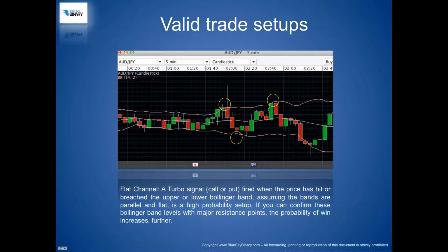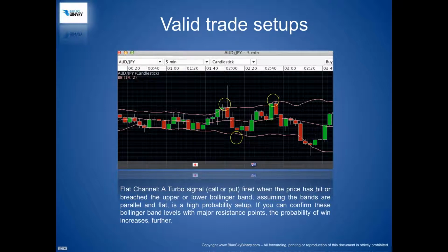Either way, when the turbo signal is fired and you see a flattish Bollinger channel, let's take this signal for example: the price drops pretty quickly and then it bounces off the lower Bollinger. If the signal fires call, you can probably take it, and in this case you would have won, right? Remember, these are 5-minute charts.